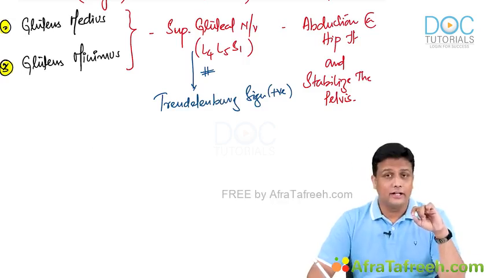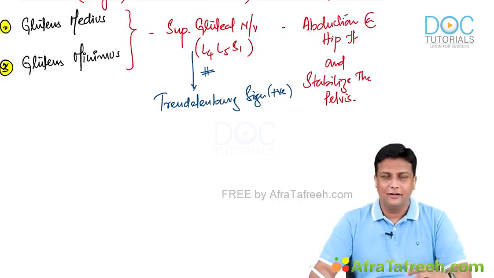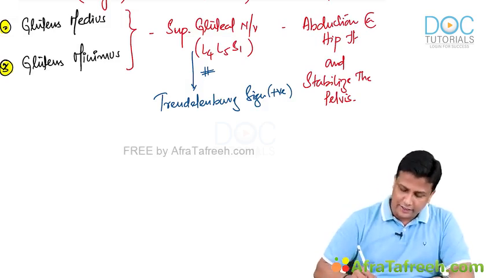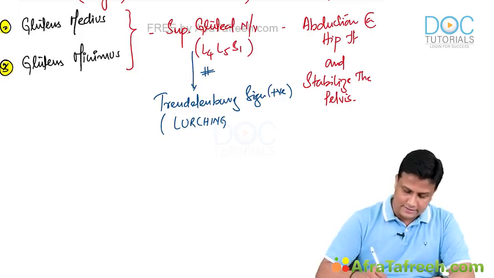If the Trendelenburg sign is positive over there, then what is the nerve involved? If they ask you in the opposite manner, it is the superior gluteal nerve. And what are the muscles involved? Medius and minimus. And what kind of gait is it actually representing? Remember, it is lurching gait. The person is actually walking by lurching his body on one side.